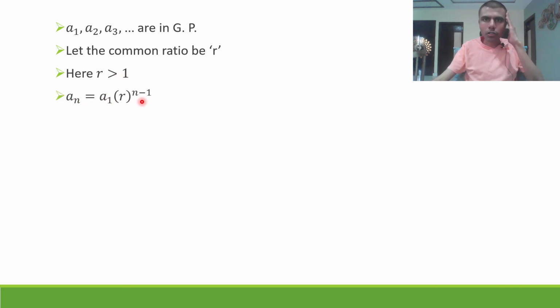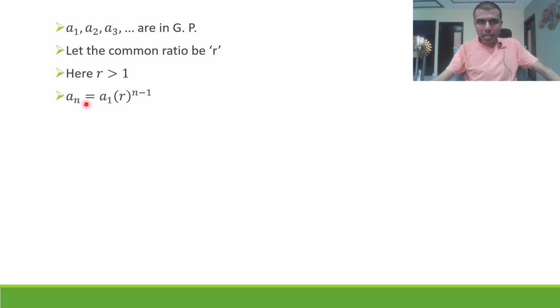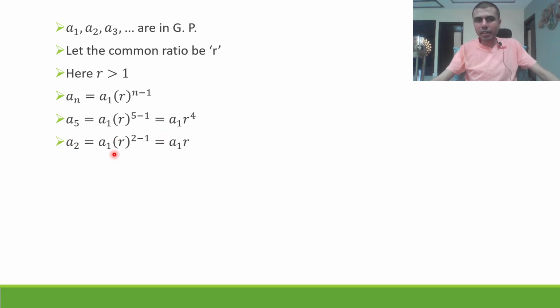Okay. Nth term in the geometric progression, you know, right? An is nothing but A1 into R power n minus 1. Here n denotes the term number, like first term or second term or third term. Now in my question, what all are involved? A1 is involved, A5 is involved, A2 is involved, A4 is involved. Let me get them. A5 will be A1 into R power 5 minus 1, which is A1 R power 4. Next, A2 will be A1 into R power 2 minus 1, which is A1R, and A4 will be A1 into R power 4 minus 1, which is A1 into R cube. So we got A5, A2 and A4.